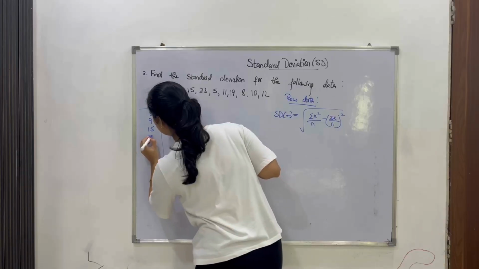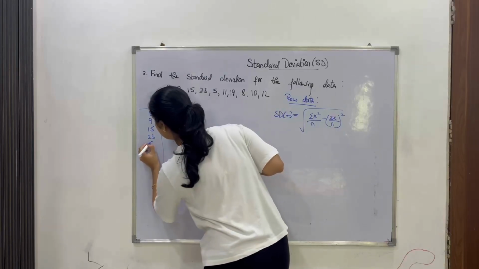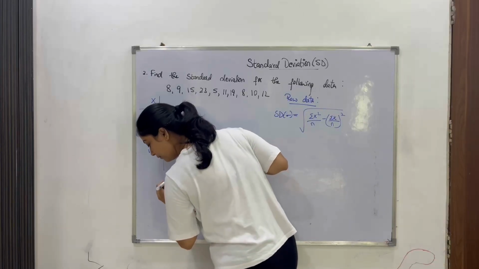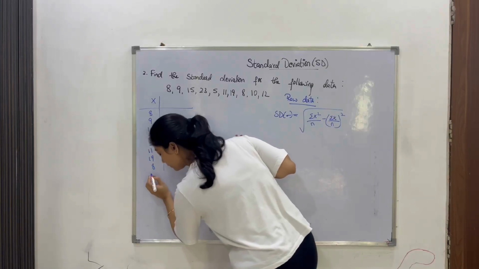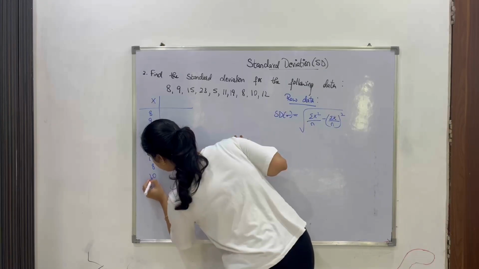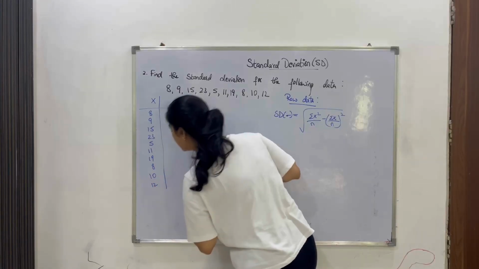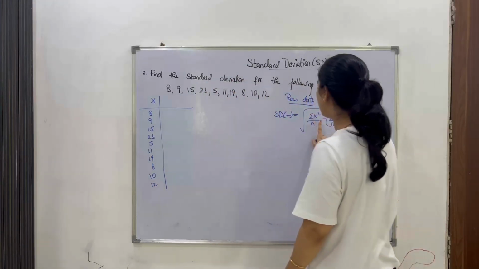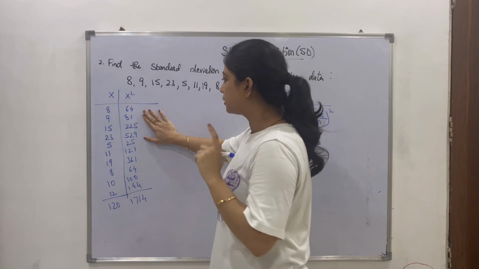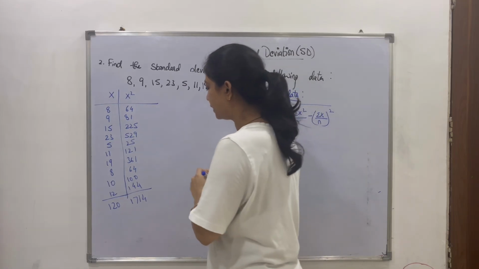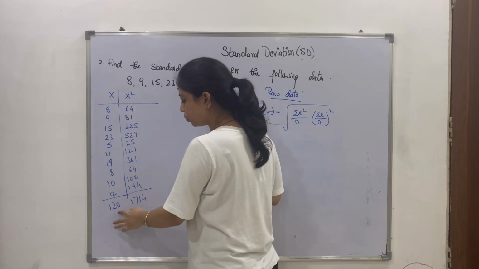15, 23, 5, 11, 19, 8, 10 and 12. So, these are the x values. Now, according to the formula, we need x square. So, let's write down the x square value. Let us consider the values of x square and get the total of it along with the total of x.